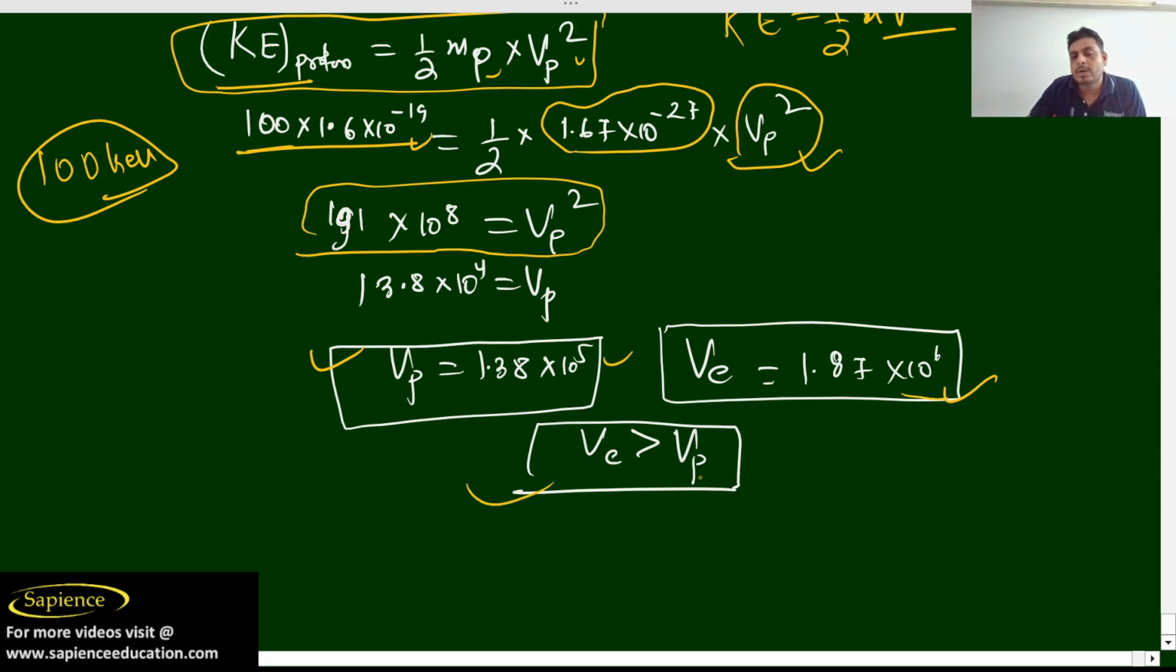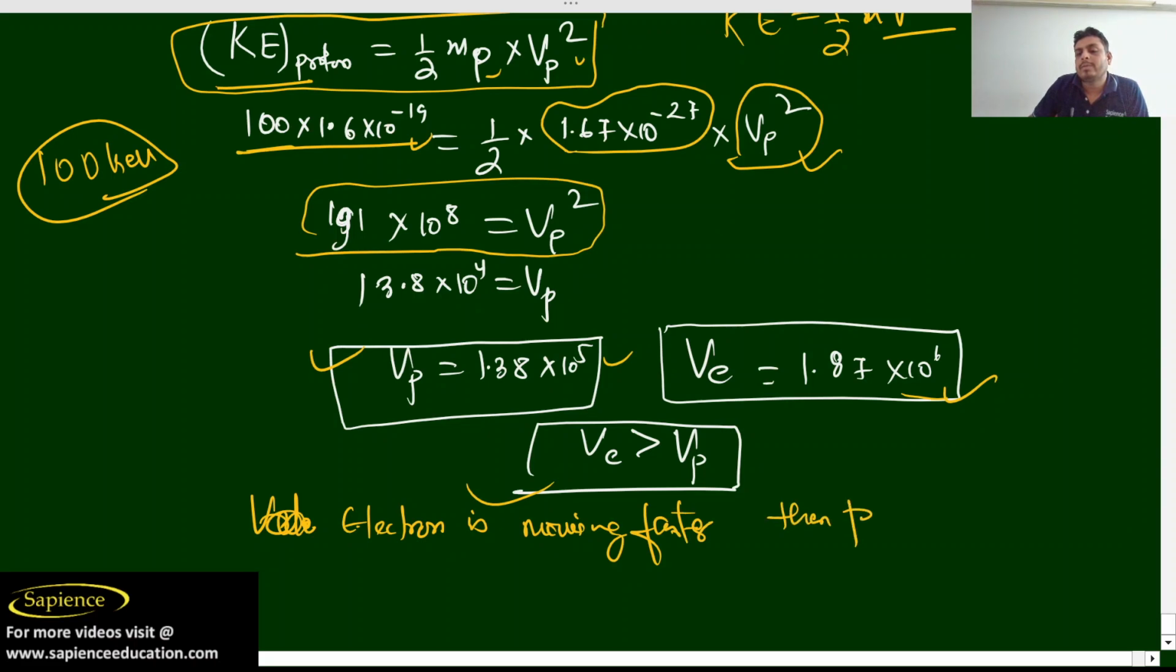So finally we got the conclusion that the electron is moving faster than the proton. I hope you have understood now.